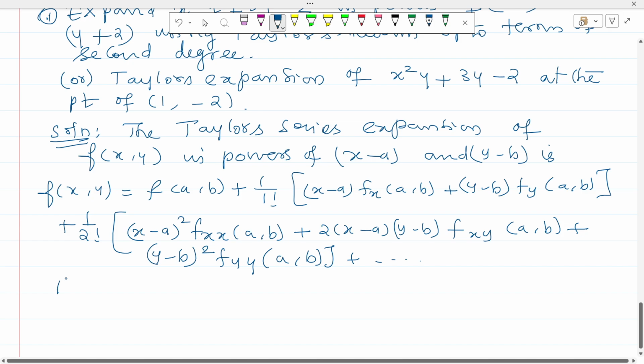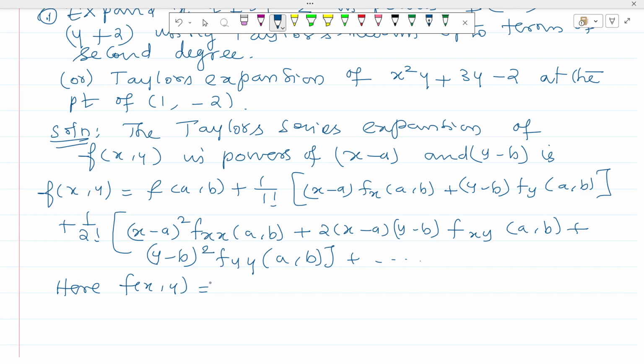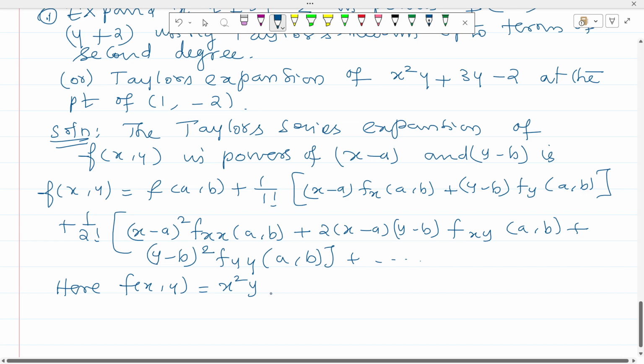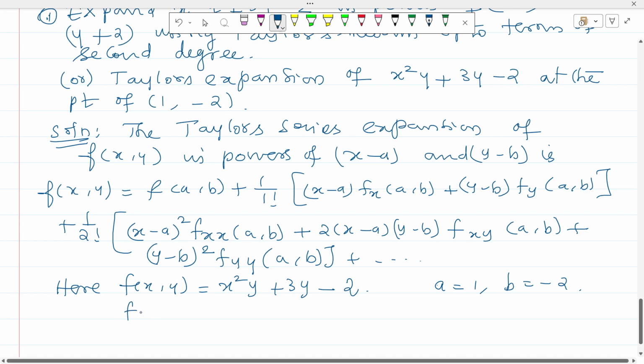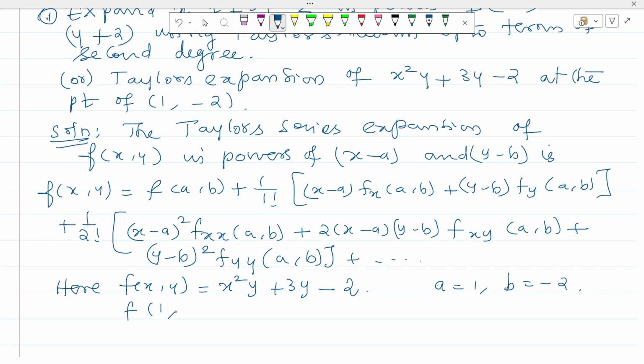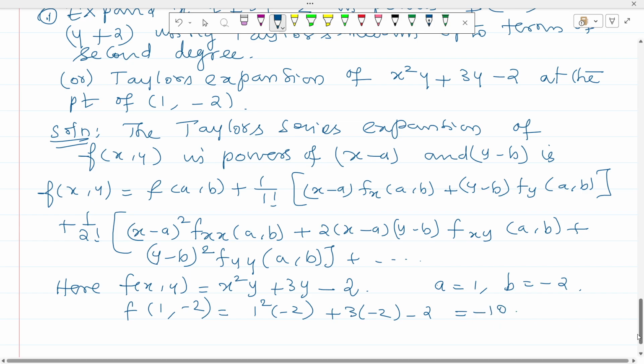So what is f of x comma y here? Here f of x comma y equal to x square y plus 3y minus 2. So here a equal to 1, b equal to minus 2. Therefore f of 1 comma minus 2 is 1 square into minus 2 plus 3 into minus 2 minus 2. So you will get minus 10 for this.